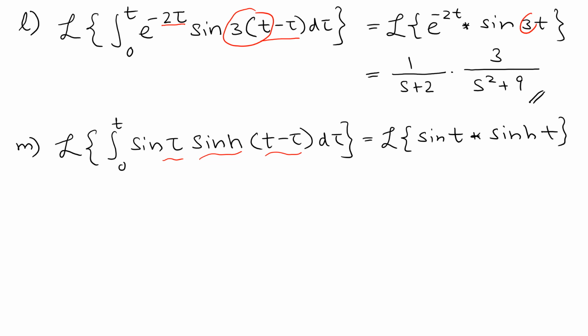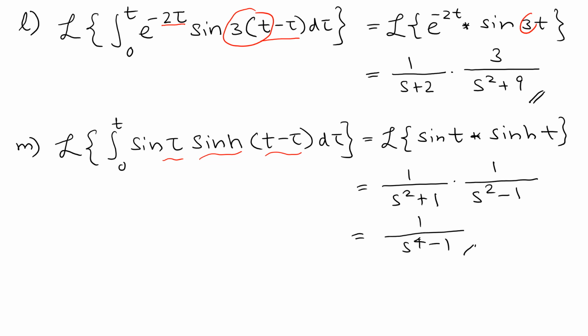By the convolution theorem, you can write this as 1 over s squared plus 1, times 1 over s squared minus 1. You can also simplify this nicely. You can write it as 1 over s to the 4 minus 1, because of the difference of squares argument. Also, I want to tell you about this one: what if you see the integral from 0 to t of sine t, not tau, times sinh of t minus tau?